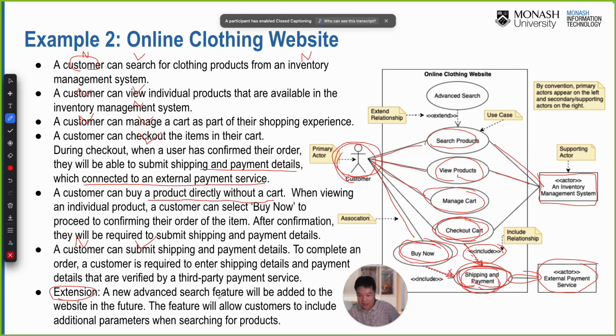Extension, that's too obvious. A new advanced search feature will be added to the website in the future. So it is optional. Right now we don't have it. That's the extend relationship. The advanced search use case points towards the main use case, search product. This feature will allow customers to include additional parameters when searching for products. That's the data attribute of this class, whatsoever.